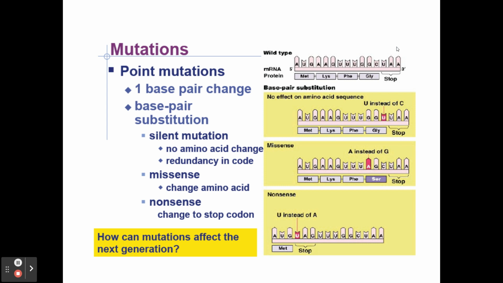And then finally, the most severe type would be a nonsense mutation, where all of a sudden what was once an amino acid coding codon is now turned into a stop codon, and production of that protein is terminated early. And again, the question on the bottom says, how can mutations affect the next generation? So think about that. Where must mutations occur in order for them to affect the next generation? I'll let you answer that question.